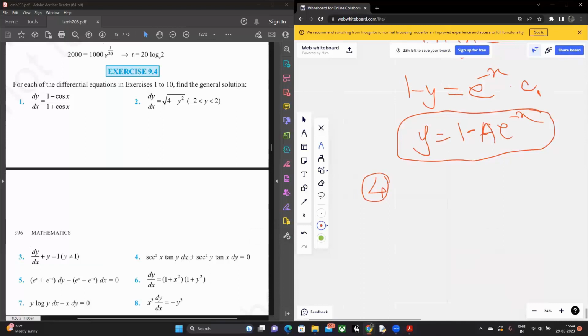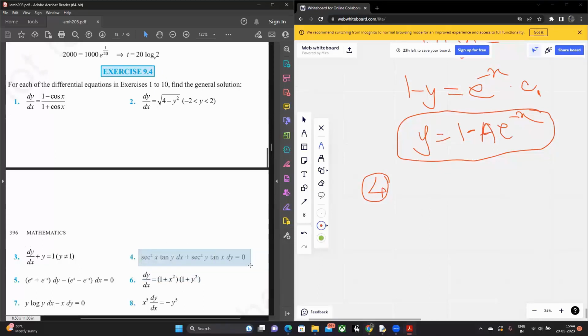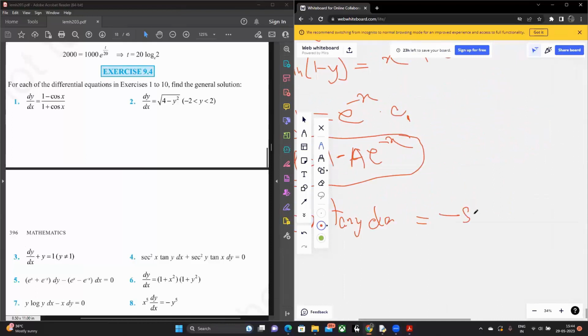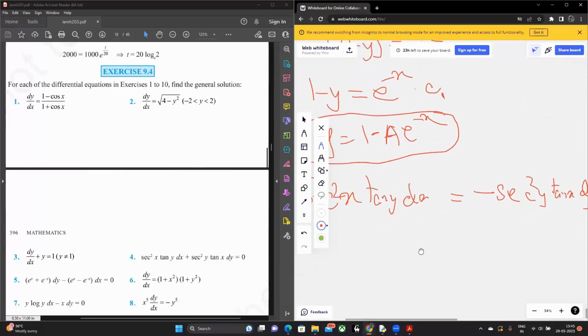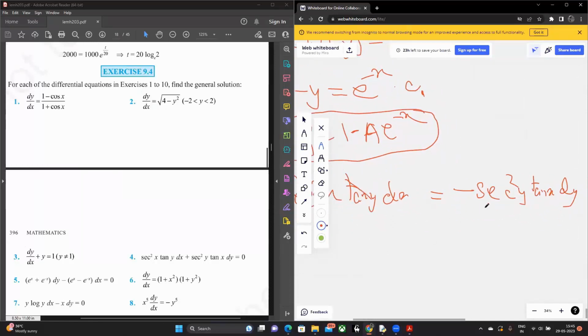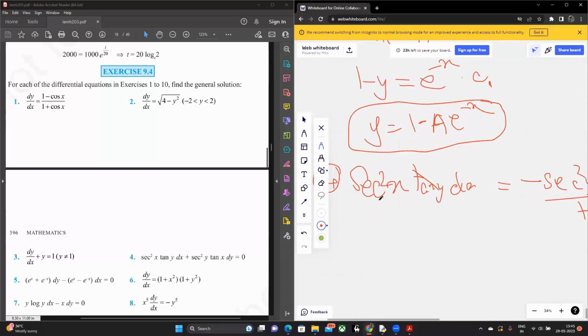Then question number 4. Secant square x tan y dx plus secant square y tan x dy, right? In the variable separable form, what you have to do is separate all x terms on one side, separate all y terms on the other, right? So what you're going to do here is, first of all, secant square x tan y dx equals minus secant square y tan x dy, right?